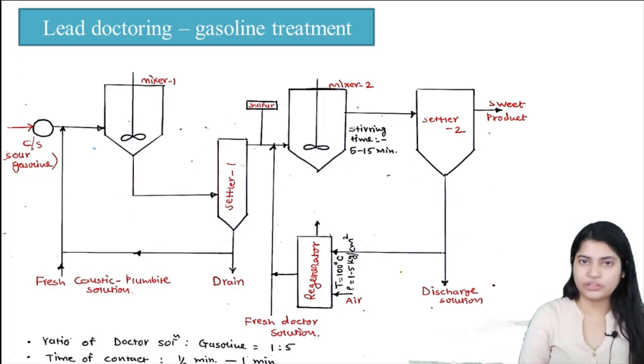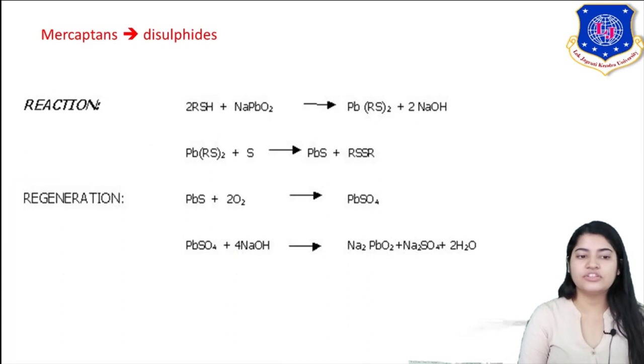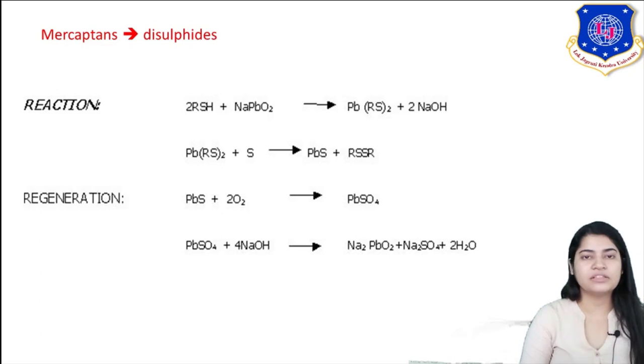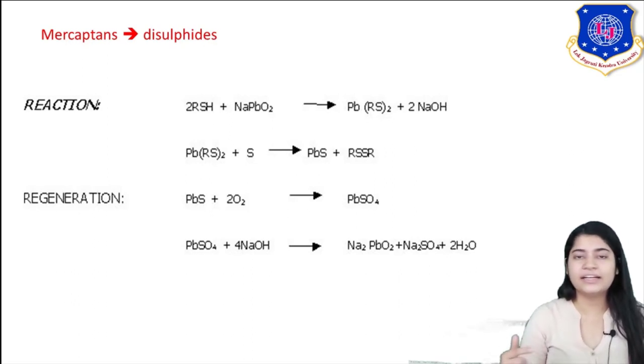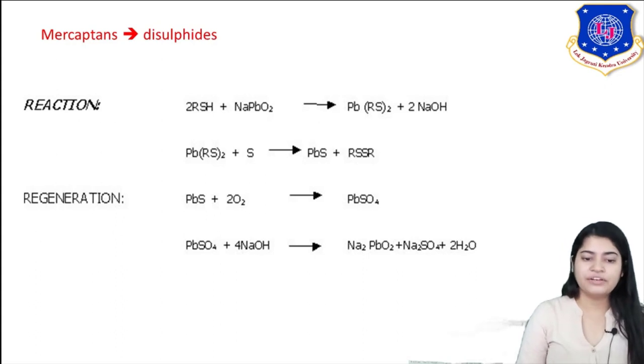This is one of the most important methods for the treatment of gasoline, for sulfur removal. Starting with the process, as you can see, the first step is that your sour gasoline is treated with fresh caustic plumbate solution and sent to mixer 1 where your primary reaction occurs. Let's see the reaction which occurs. The prime motive of this reaction is to convert mercaptans into disulfides. The mercaptans present in your gasoline react with sodium plumbate and hence you get lead alkyl disulfide plus NaOH. So this is the first reaction which happens in mixer 1.